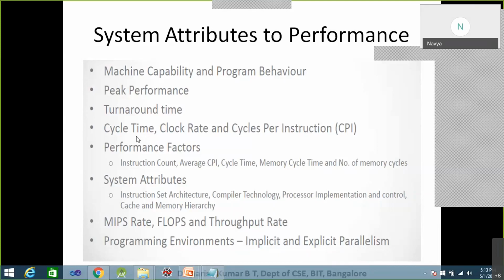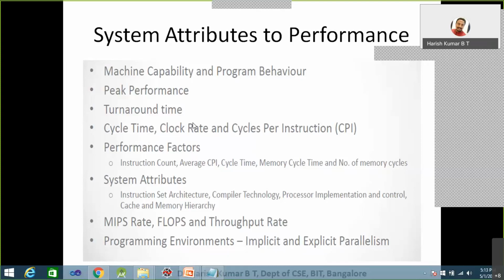Now, if I say the quartz crystal is of frequency 16 megahertz, that is 16 into 10 raised to 6. Mega is nothing but 10 raised to 6. So many oscillations it can do per second. Cycle time is the time taken by the quartz crystal to perform one oscillation, one cycle.